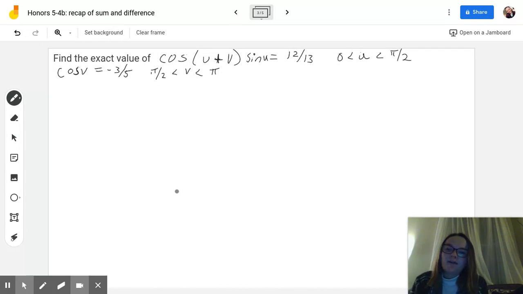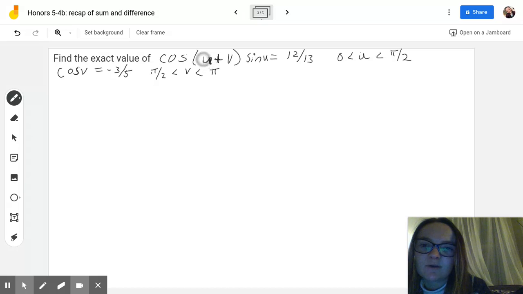All right, so it says find the exact value of cosine of u plus v. I'm so sorry, but this is how the book writes it. I know u's and v's look very similar. U plus v, if I know that sine of u is equal to 12 over 13, and that u is between 0 and pi over 2, and cosine of v is equal to negative 3/5, and I know that v is between pi over 2 and pi.